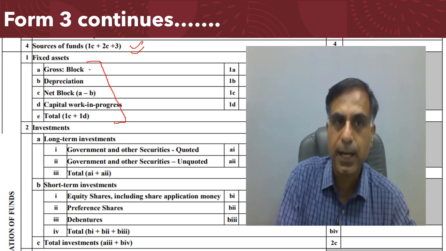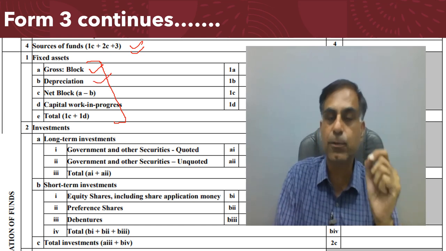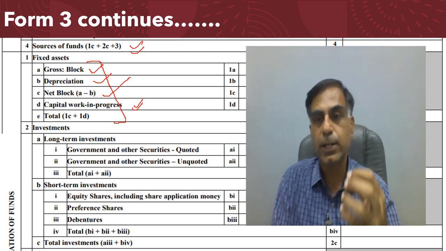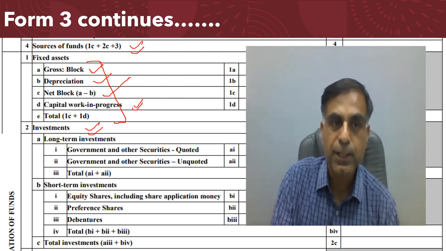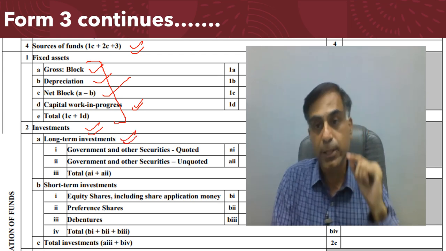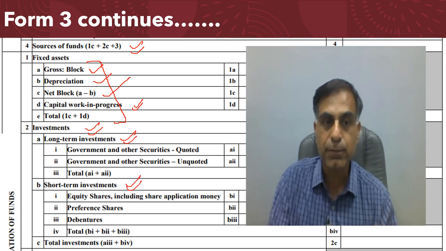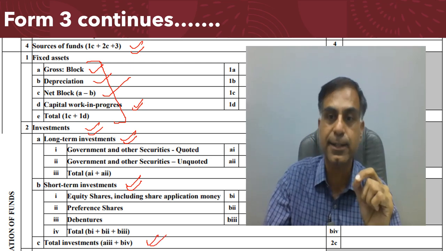These fixed assets are in the form of gross asset, that is the total cost, depreciation which you have claimed till date, net block, and any work in progress where you have any assets which are under construction. Further, investment in the form of long-term investment. I will again repeat, only business investment, which may also be in the form of short-term investment, should be reported. That is how the total investment value would be reflected there.